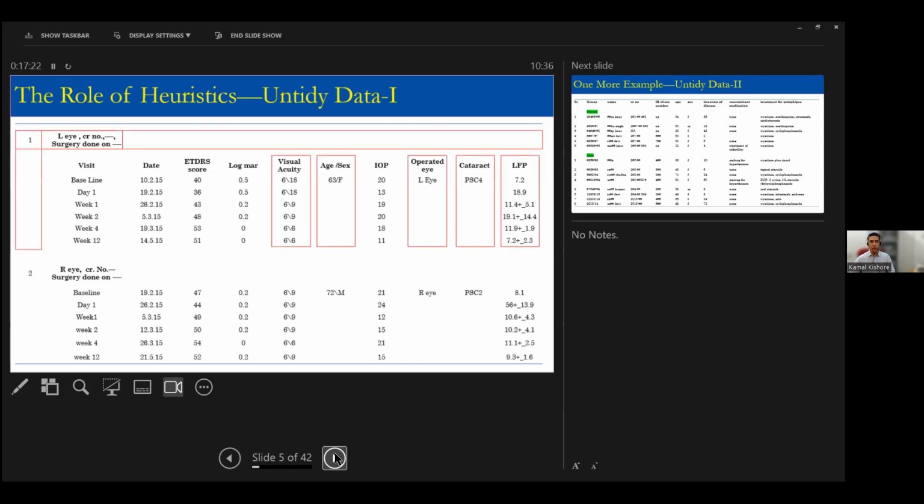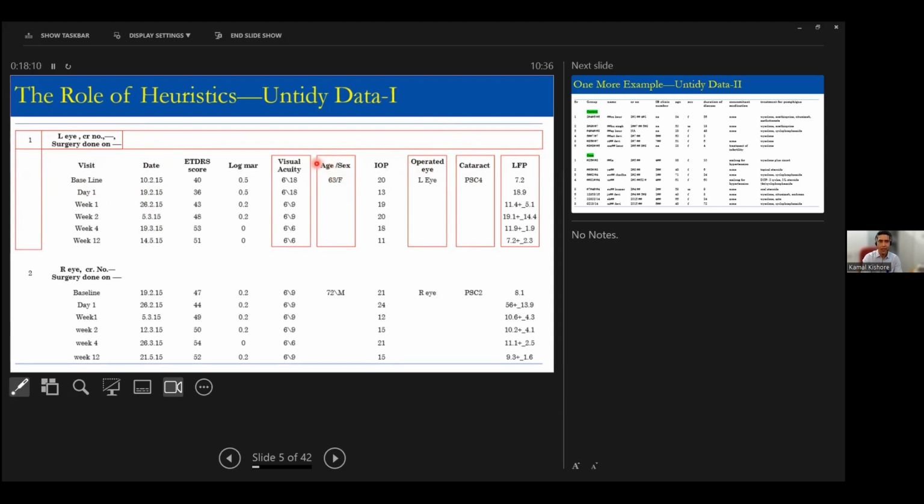So what are the problems here? Whatever is in the red lines are the problems. The top row red line, which is depicted here, let me use the laser pointer. The point depicted here is that we have many variables: left eye, a number, surgery done on a so-and-so date. This is repeated here. There are multiple variables covered in a single cell, which should not be the case. And ideally, no row or column should be left blank purposefully. That's number one.